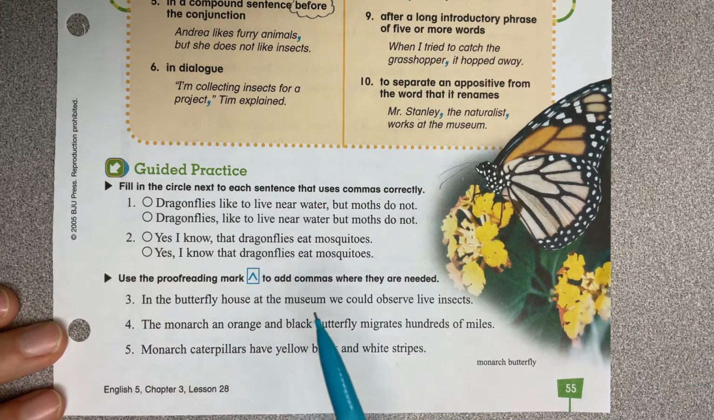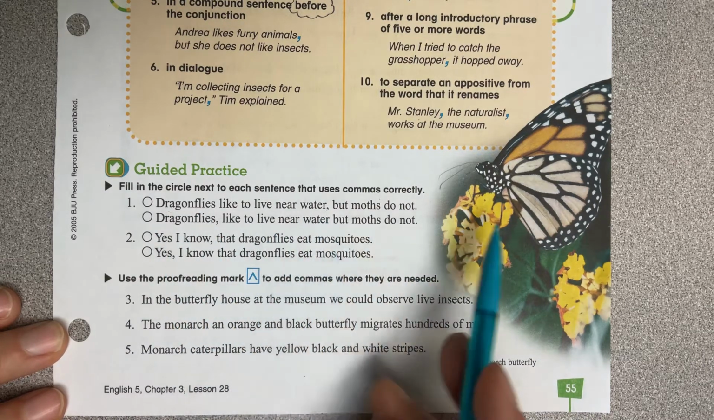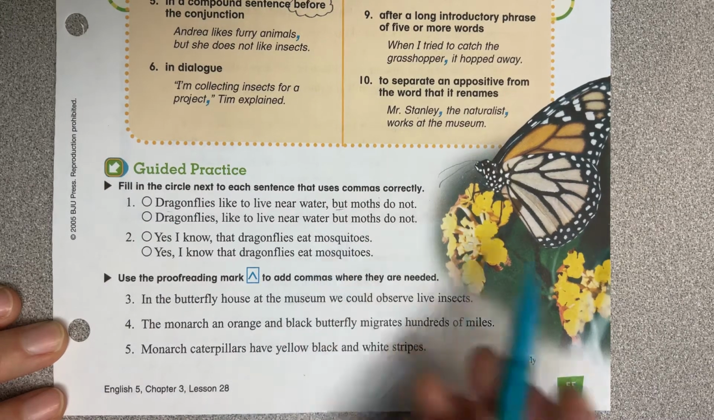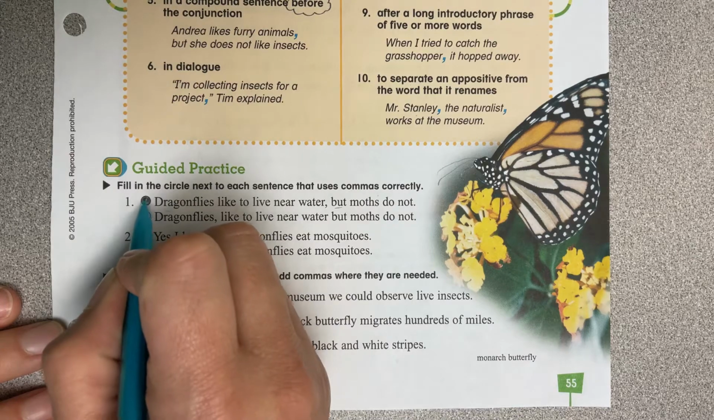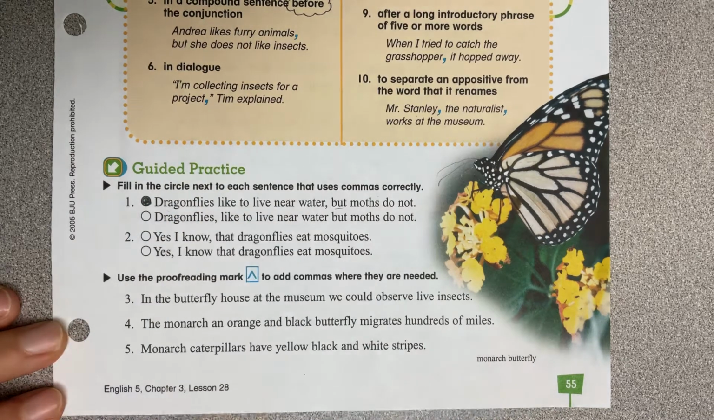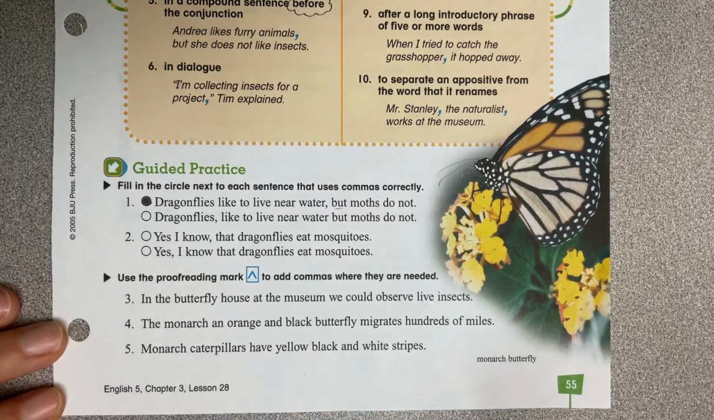Well, if we go back to our sentences, we know that this top one is a compound sentence, and we have a connecting word here. And so this one would be our correct answer. So we want to fill that bubble in there. Make sure it's nice and filled in. It's good practice for our standardized testing that we take.